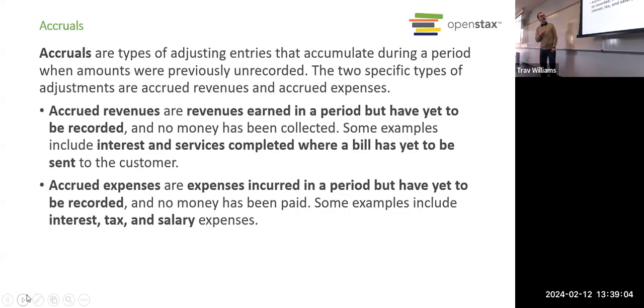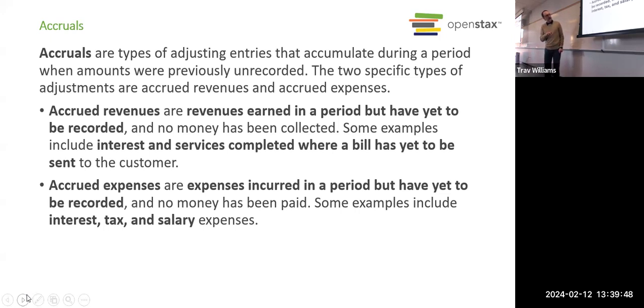Okay, accruals. So accruals also can relate both to revenues and expenses. Some examples would be interest and services completed. So if we have earned some interest on a loan we made to somebody, there's some interest that has accrued that they owe us, but they haven't paid us yet for the interest. That would be an accrual. Or again, if we've done the work, but not yet been paid, that's also going to be an accrual.